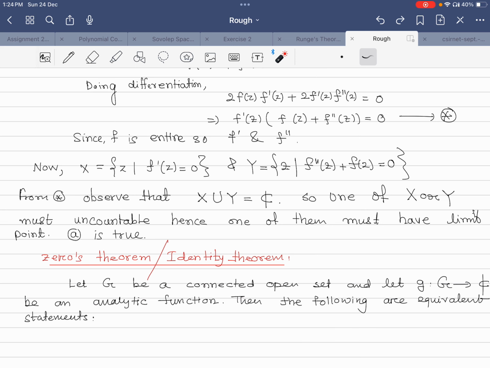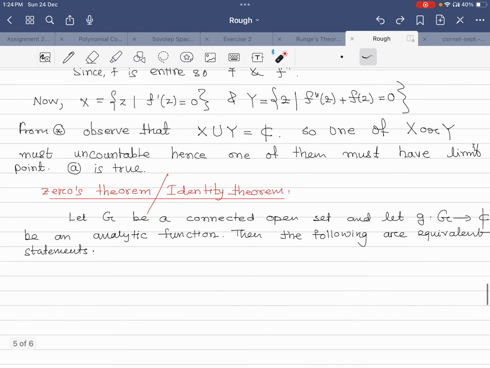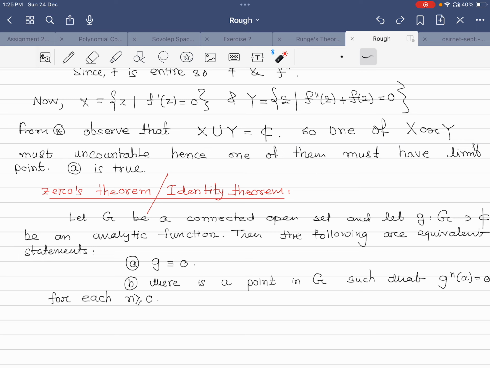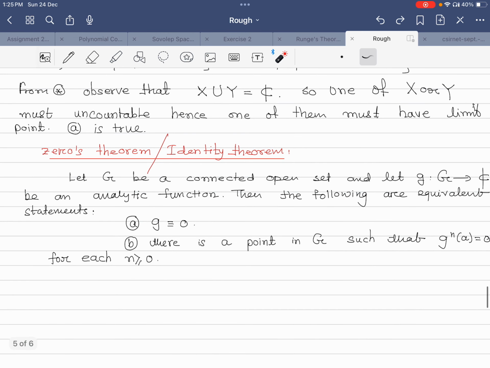The theorem says, so I'll state a general version of the theorem. The theorem says if G is a connected open set, and we must need connected, and f from G to C is an analytic function, then the following are equivalent. First option is f is 0. The second option is there is a point a in G such that f to the power n of a is 0 for each n greater than or equal to 0.